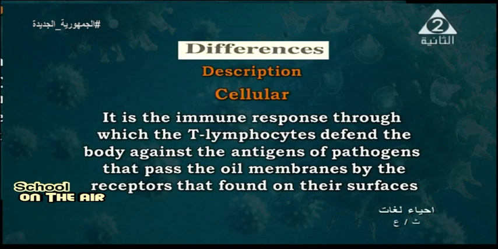Cellular immunity is the immune response through which T lymphocytes defend the body against the antigen of pathogens that pass the oily membrane. Oily membranes means the plasma membranes that are found in the human body.